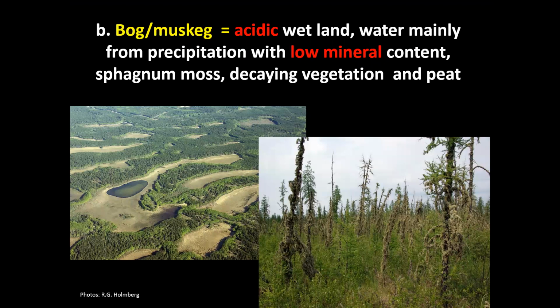And then there are bogs or muskegs, and a bog is the same as a muskeg, and these are acidic wetlands, and the water mainly comes from precipitation, and therefore there's low mineral content. And the vegetation often includes sphagnum moss and decaying vegetation, and eventually this forms peat. And here are photographs of two bogs or muskegs.